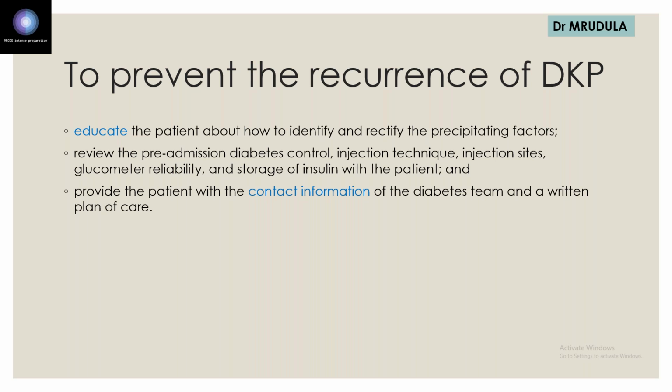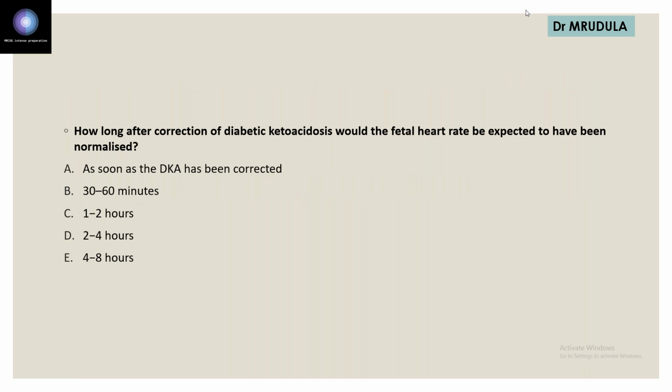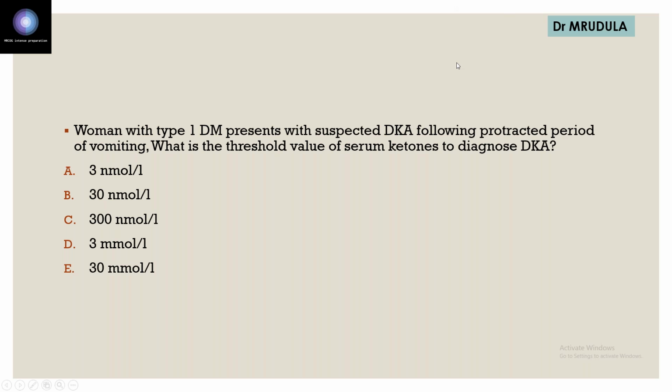The important part, as I told you, is the monitoring part and the treatment protocol, that is the flow chart. So these are the questions. Type the answers in the chat box. How long after correction of diabetic ketoacidosis would the fetal heart rate be expected to have normalized? I told you the answer 2-3 times. Yes, so answer is E. It takes 4 to 8 hours to normalize the fetal heart rate tracing.